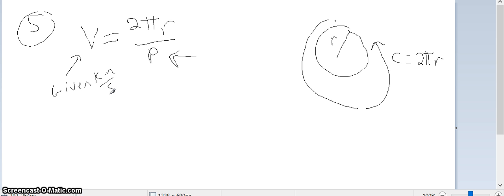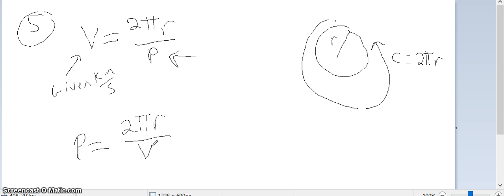Anyhow, let's rearrange that equation and solve for p. Again, it's the same kind of thing. The p and the v are basically just going to switch places. So the p is equal to 2 pi times the radius divided by the velocity.